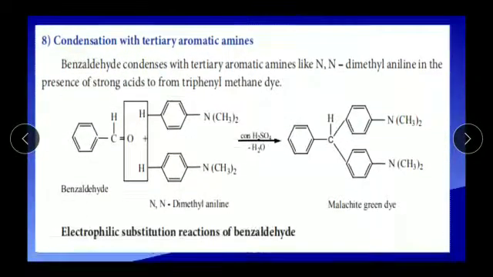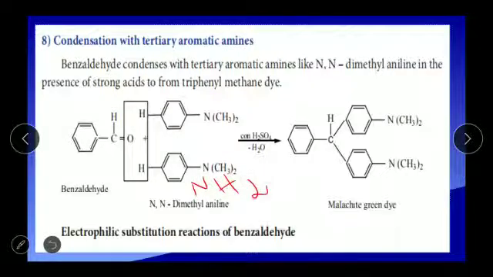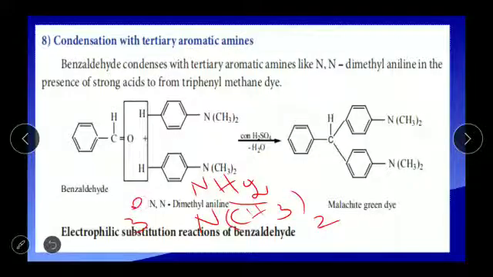Next, condensation with tertiary aromatic amines. What is a tertiary aromatic amine? This is a tertiary aromatic amine, N,N-dimethyl aniline. In amines we have the NH2 group. Instead of these hydrogens, methyl groups are substituted. It becomes N(CH3) twice. So it is a tertiary amine.